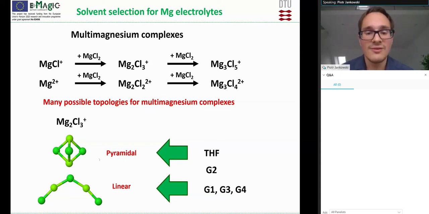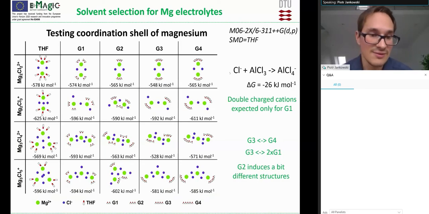So we can do that for all of the clusters. And here I'm showing just the summary of this analysis, showing only the most stable structures that we found in a schematic way. The energies are showing the formation energy calculated per one magnesium.